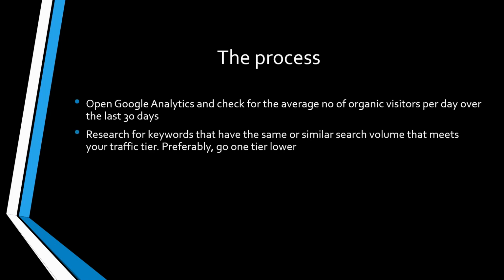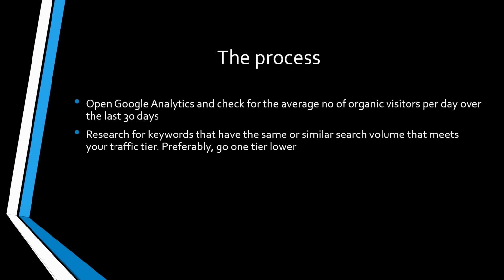Next up, you're going to be researching keywords that have the same or similar search volume that meets your traffic tier. Preferably go one tier lower. So, once you know the daily visitors you're getting for your website, let's say 30 visitors per day, you're going to go back to that table that I showed you and look at what search volume you can actually be targeting when you're getting 33 visitors per day, right?